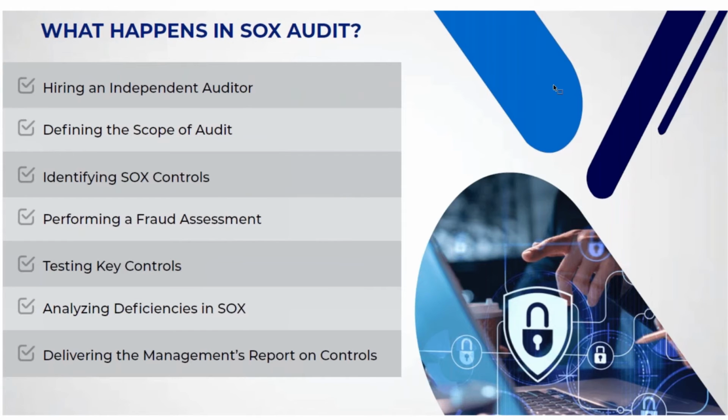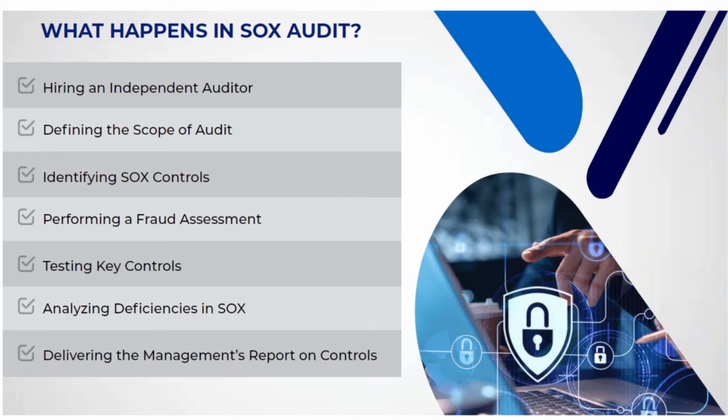Okay. The next thing is hiring an independent auditor. What happens? So you start off with hiring an independent auditor, define the scope of the audit, identify which of the SOX controls you'll be implementing. So we'll get into that also. What are the different levels of SOX controls? And then performing a fraud assessment, testing the key controls, analyzing the deficiencies in SOX, and then finally delivering the management report on controls.